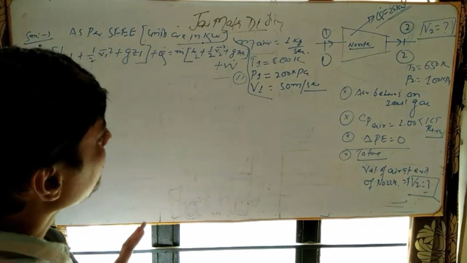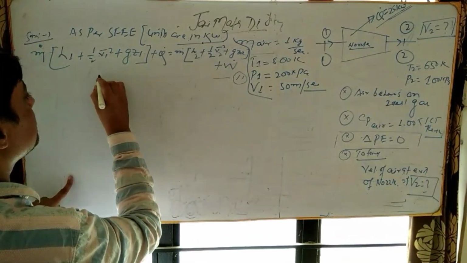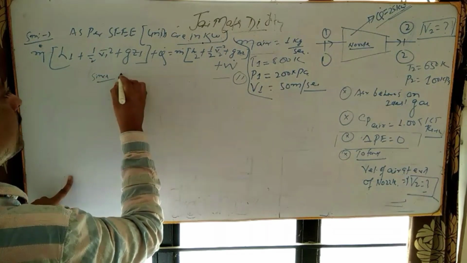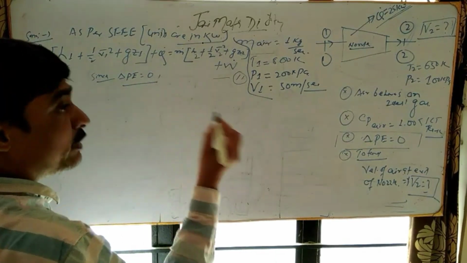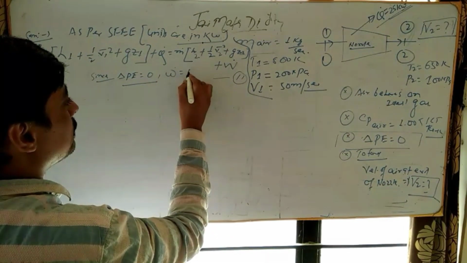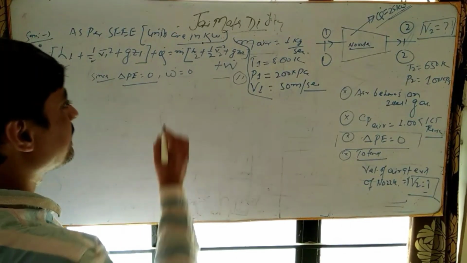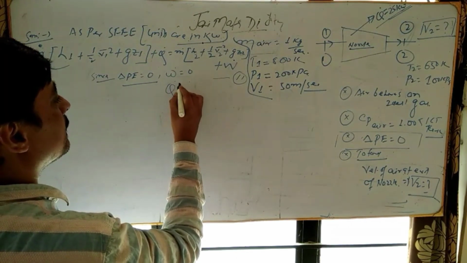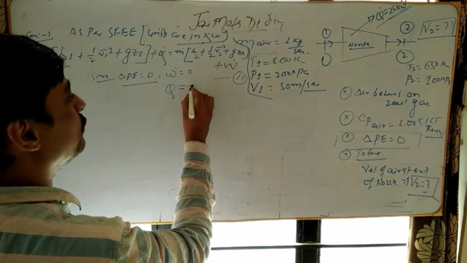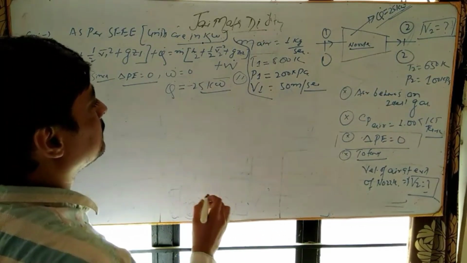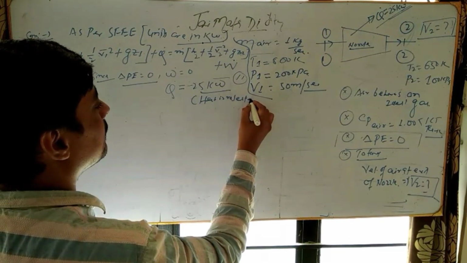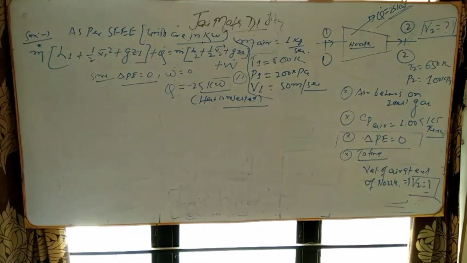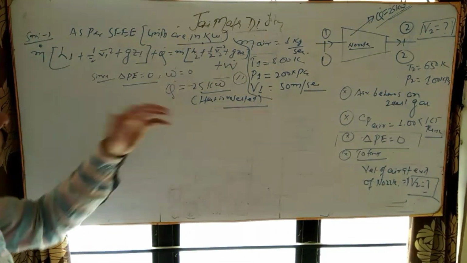Now, there are some assumptions given. There is no change in potential energy since delta P is 0. This is given. In a nozzle, we don't get any work output, and this q dot, this heat, is rejected. Q is equal to minus 25 kilowatt, because heat is rejected, therefore the sign will be minus. Okay.